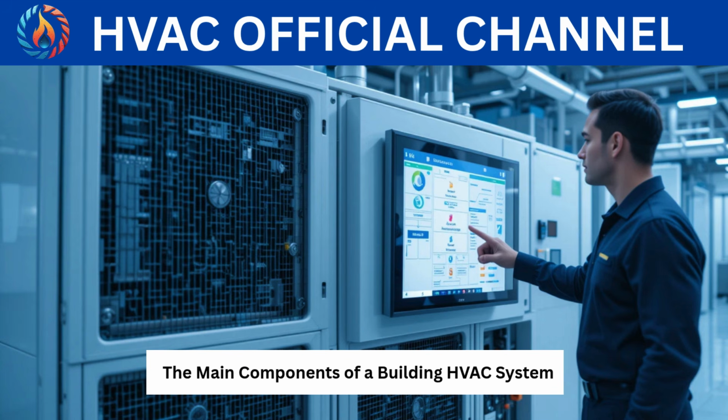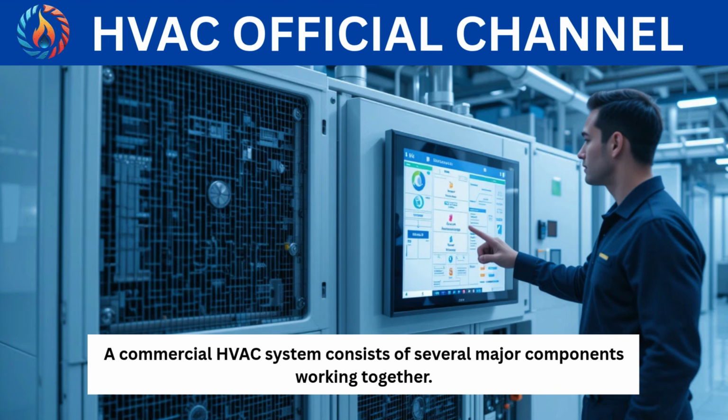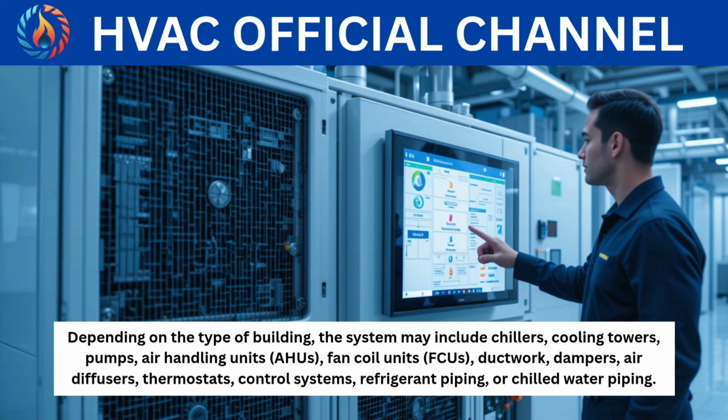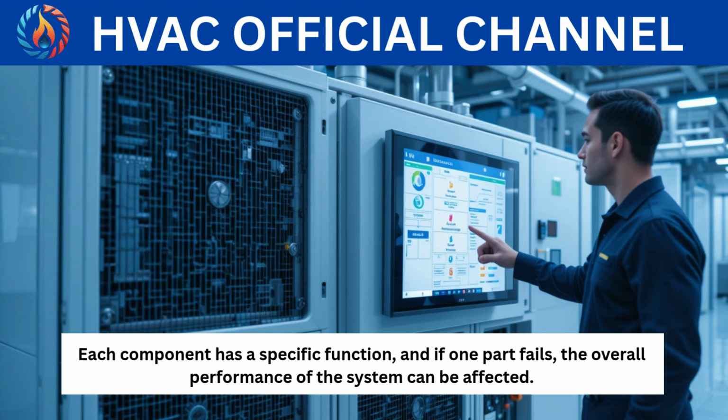The main components of a building HVAC system. A commercial HVAC system consists of several major components working together. Depending on the type of building, the system may include chillers, cooling towers, pumps, air handling units (AHUs), fan coil units (FCUs), ductwork, dampers, air diffusers, thermostats, control systems, refrigerant piping, or chilled water piping. Each component has a specific function, and if one part fails, the overall performance of the system can be affected.